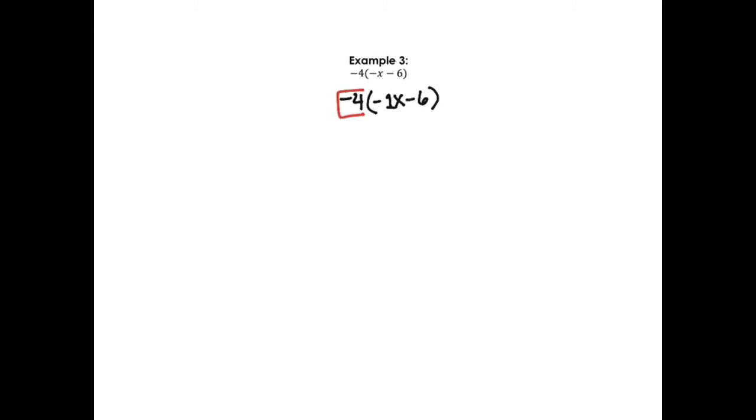I'm going to take this negative 4, because we include its sign, and I'm going to distribute it to this negative 1x, again including the sign of that term. So I have negative 4 times negative 1x, and now I have negative 4 times negative 6. Now when I evaluate these things, negative 4 times negative 1 is a positive 4. Again, you want to double check by plugging this into your calculator. So you want to put negative 4 times negative 1. That's going to give you a positive 4, so that's positive 4x.